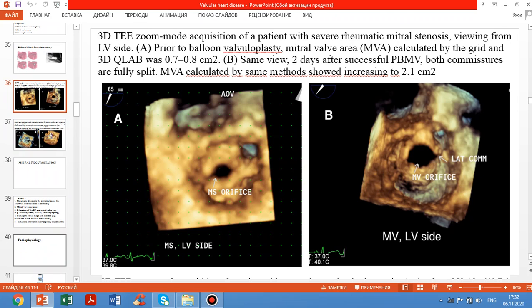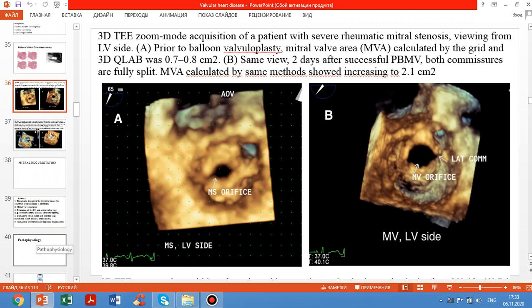3D transesophageal echocardiogram, zoom mode acquisition of a patient with severe rheumatic mitral stenosis viewed from the left ventricular side. In the first, prior to balloon valvuloplasty, mitral valve area calculated by the grid and 3D QLAB was 0.7 to 0.8 square centimeters.